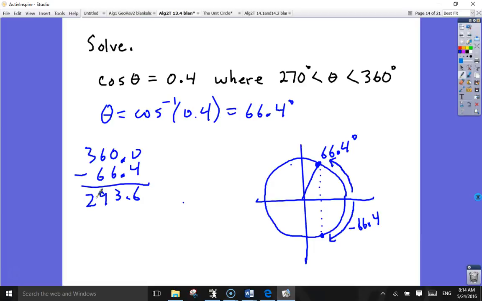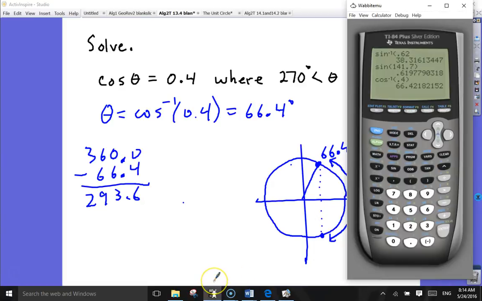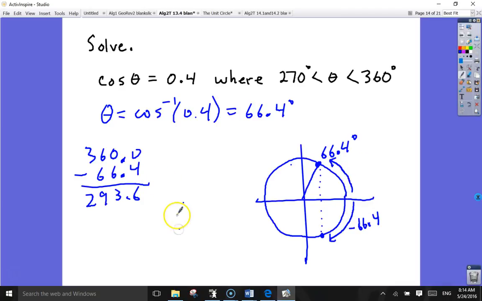I mean, try it out. Again, with the calculator, take the cosine inverse of 293.6 and it's 0.4. So this is the calculator answer, because it only gives answers in quadrants 1 and 2 for cosine, and this is the real answer because that's got to be between 270 and 360.